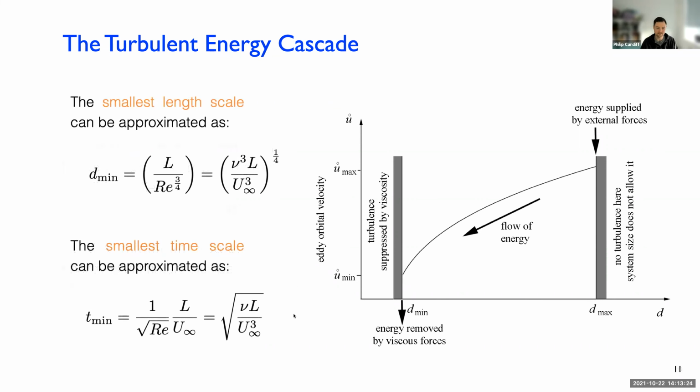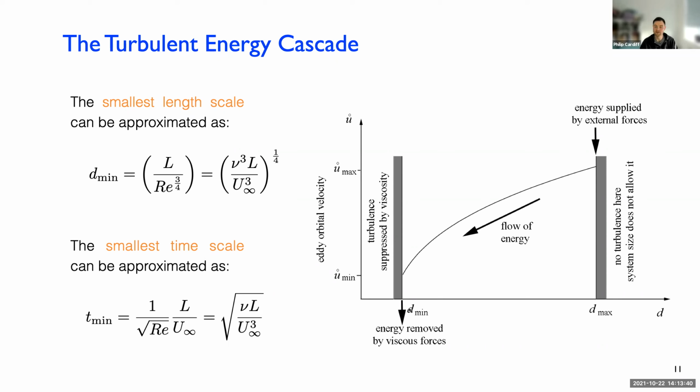So can we estimate these scales? Yes, we can. These scales are called Kolmogorov scales, after probably a Russian scientist. So you can approximate d-min and t-min.